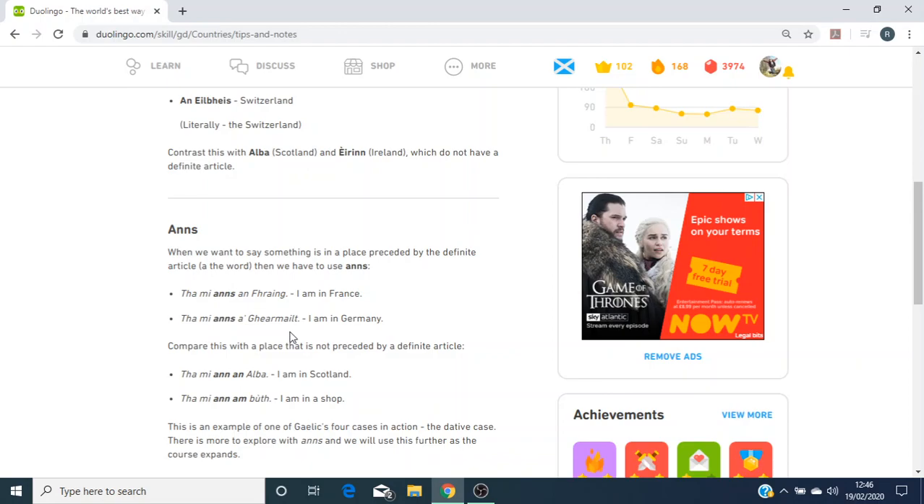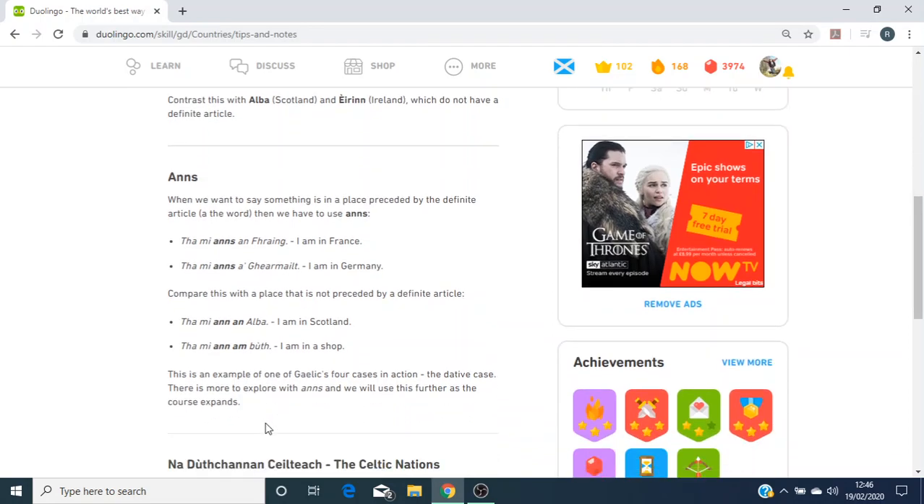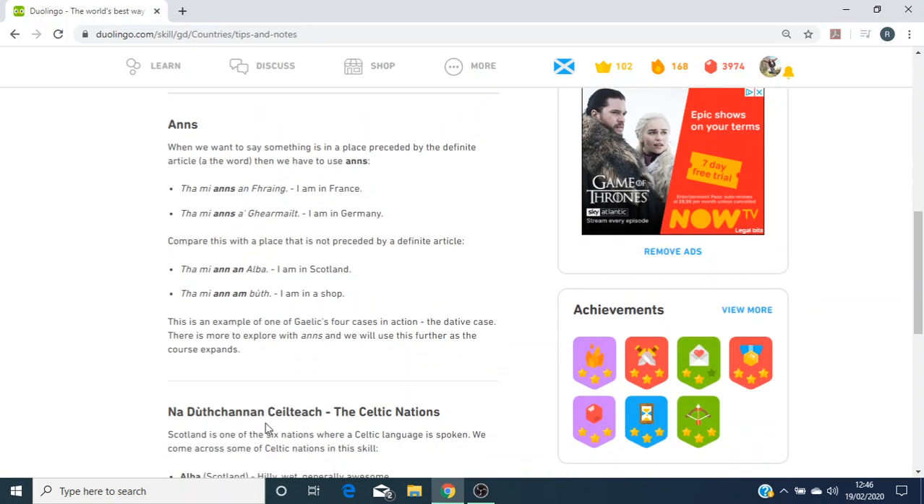Compare this with the place that is not preceded by a definite article. Ha mi an Alaba. Ha mi an Bu. I'm in a shop. I'm in Scotland. This is an example of one of Gaelic's 4 cases in action, the dative case. There is more to explore with ounce, and we will use this further as the course expands.